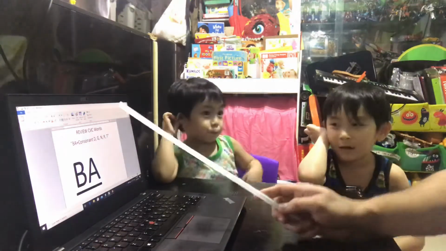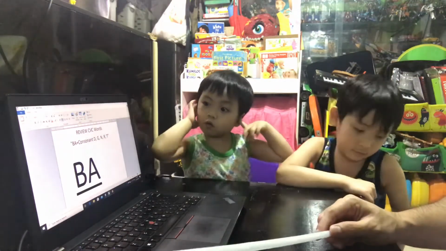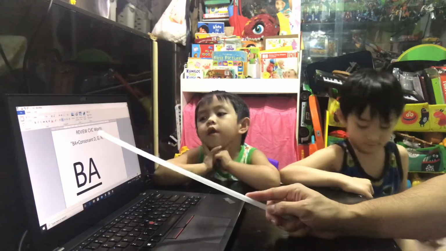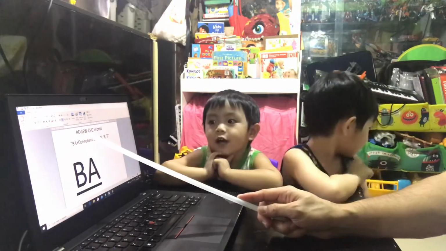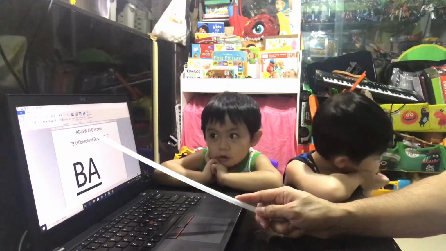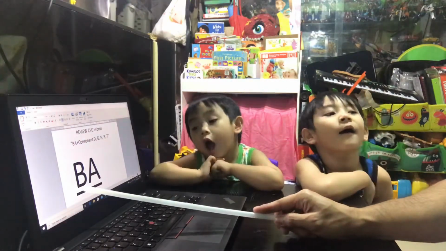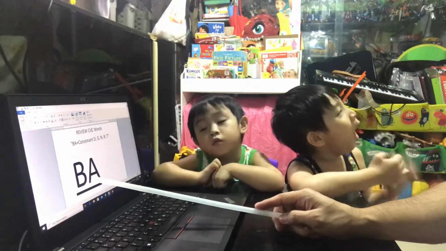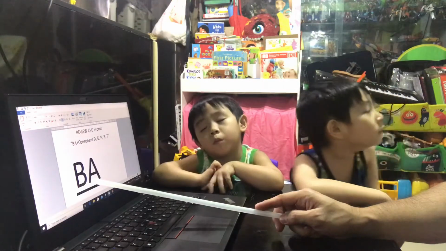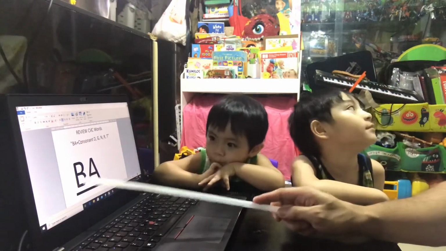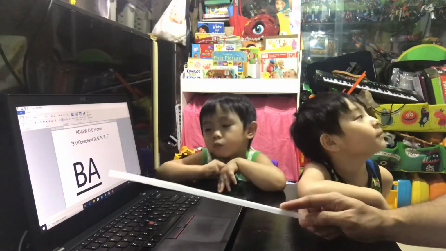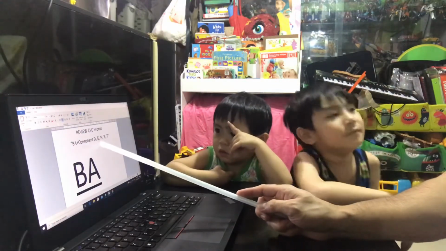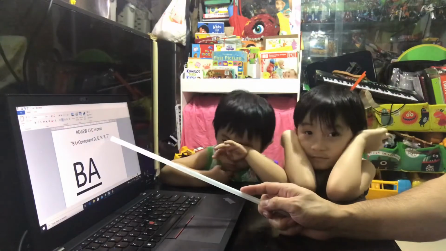Let's review CVC words: consonant, vowel, and consonant. Okay? Again, what are CVC? Consonant, vowel, and consonant. Is the letter B a consonant? Consonant. Is the letter A a consonant? What is this? It's a vowel. Very good. If you read these two letters, ba. Ba. So today we will review ba plus the consonants D, G, N, R, and T.